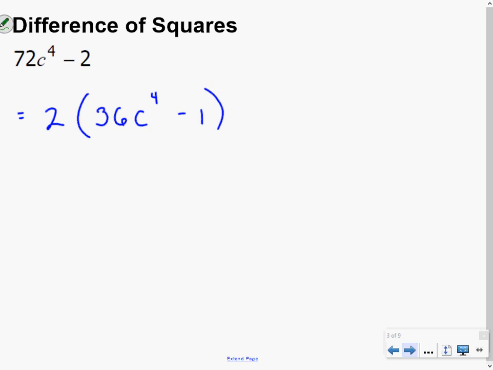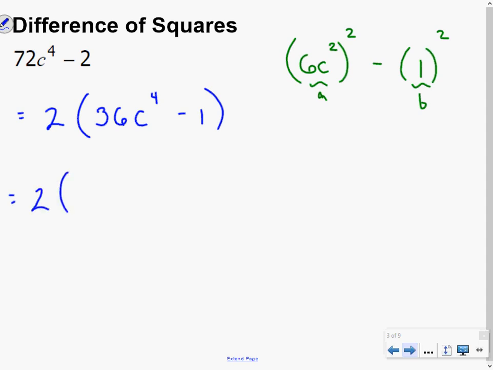So I want you to think, what would we square to get 36c to the 4th? Well, it would be 6c squared that we're squaring, and then to get 1, it's just 1 squared. So remember, this would be our a value, our b value. We know difference of squares factors into a plus b times a minus b. So our final factorization would really be 2 times 6c squared plus 1 times 6c squared minus 1. So we can do the difference of squares now with higher degrees.